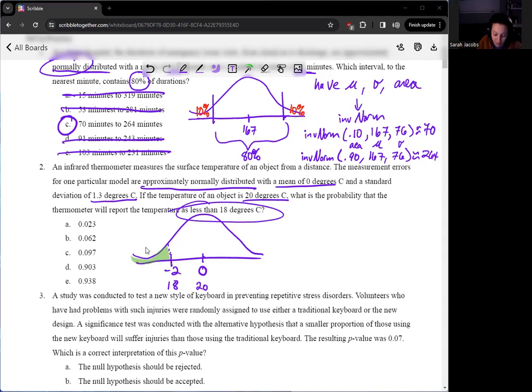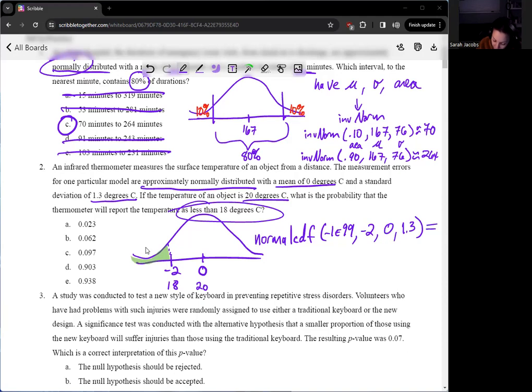So we want to know basically if the probability of this whole curve is 1, what's the probability of being in that section? If you thought, this seems like a normal CDF problem, ding, ding, ding, congrats you. So we're going to say normal CDF, cumulative density function. The lower bound, we can make -infinity because it's just everything to the left. The upper bound, we can make -2. The mean, we're going to make 0, and the standard deviation, we're going to make 1.3.